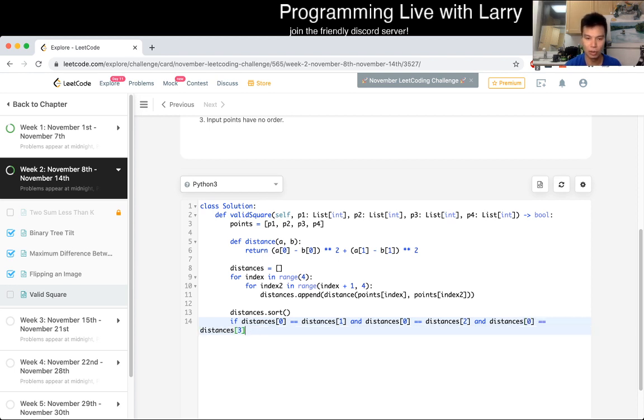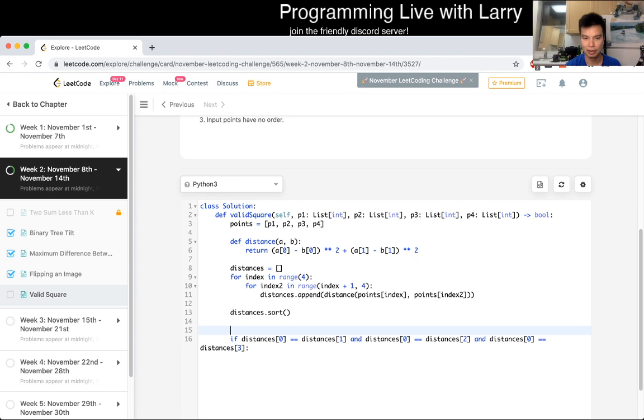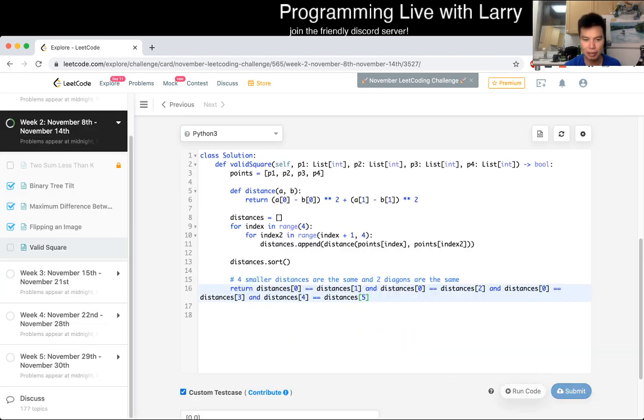So this is just that the four smaller distances are the same, and also distances of 4 is equal to distances of 5, so the 2 diagonals are the same. So then this is true, and we could just actually return this. That's pretty much it. Maybe we'll give it a go.